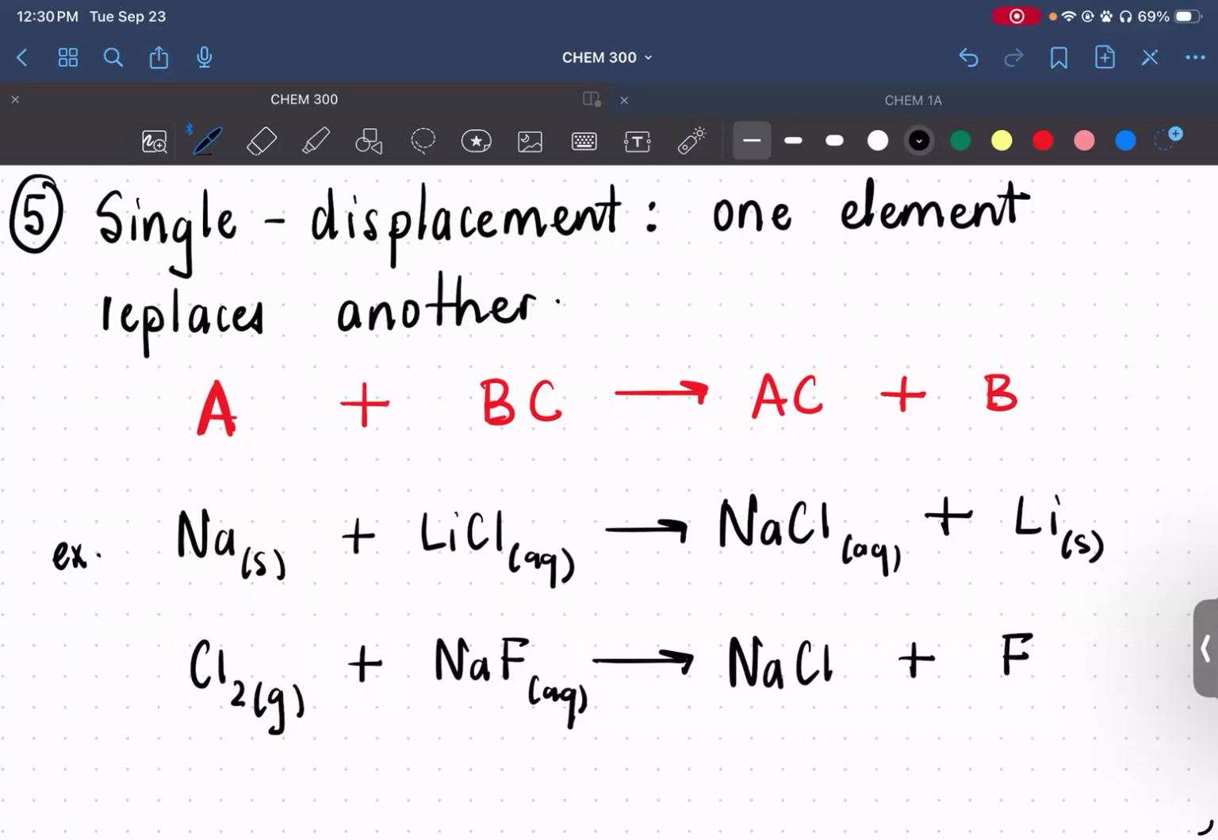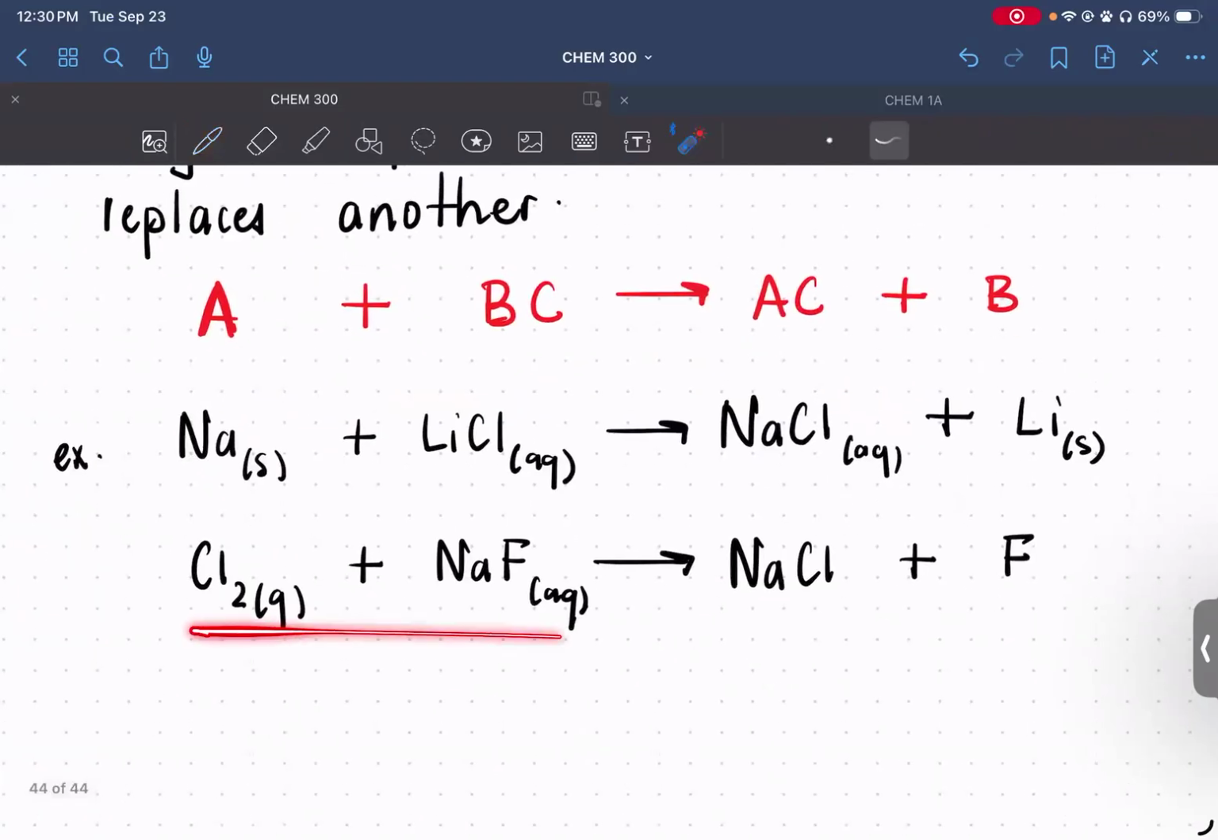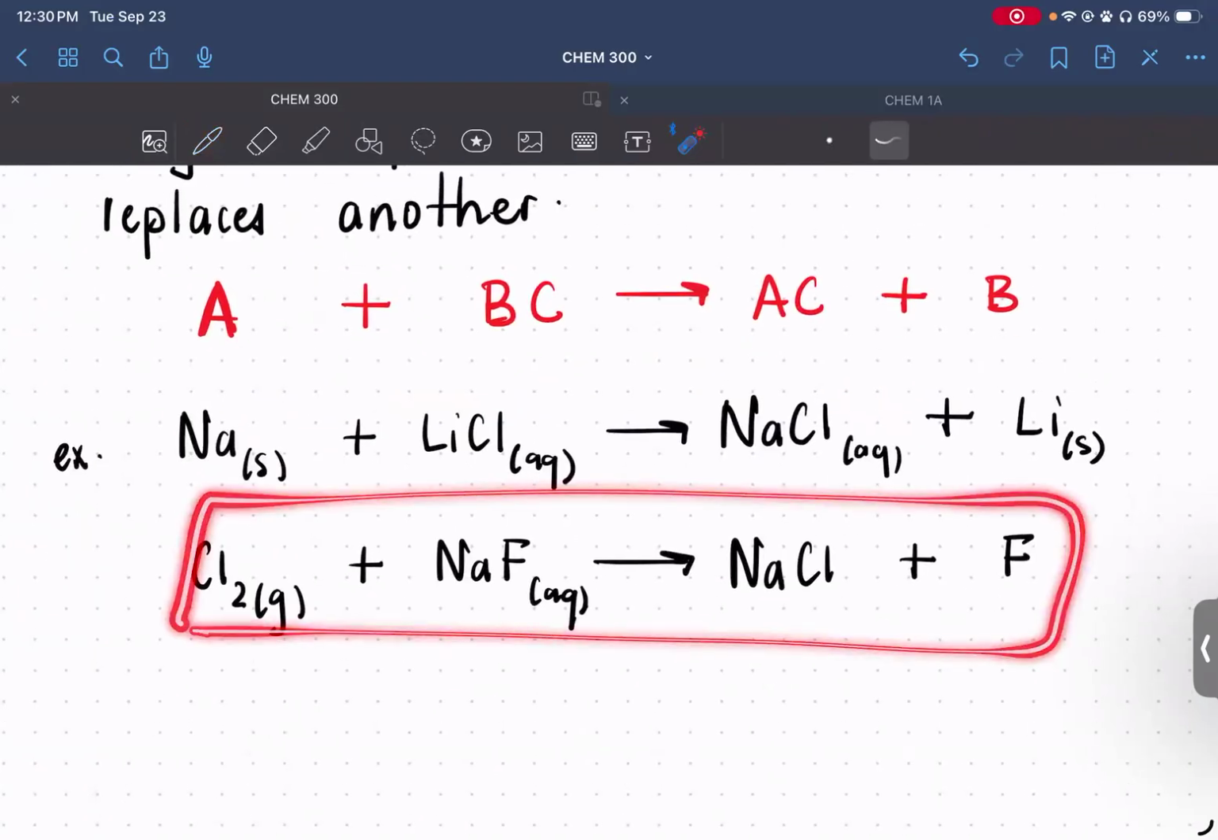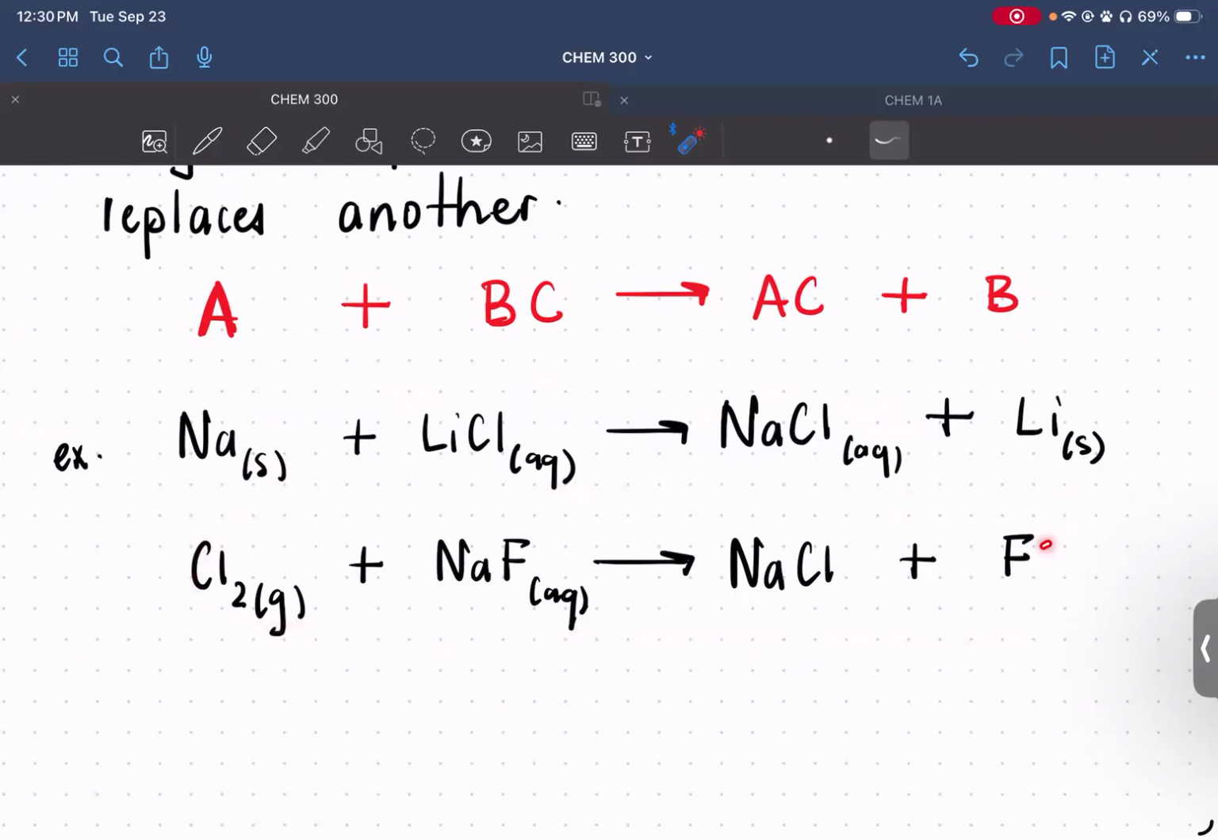I know I'm missing state symbols and balancing, but as written, is there something missing? We're not there yet. I'm saying beyond that, is there something on this reaction right here that is incorrect? I saw your hand first, Andrew. Chlorine. You said chlorine or fluorine?